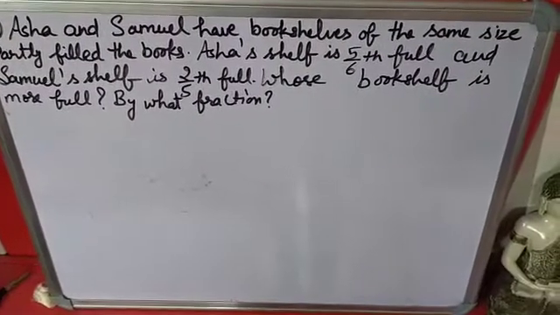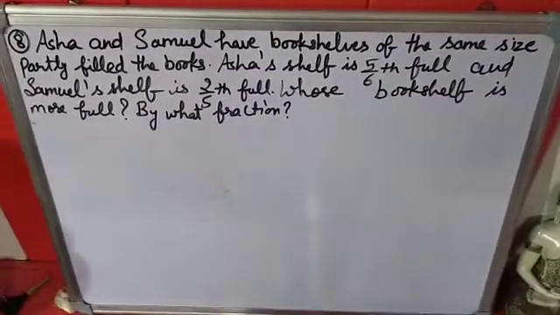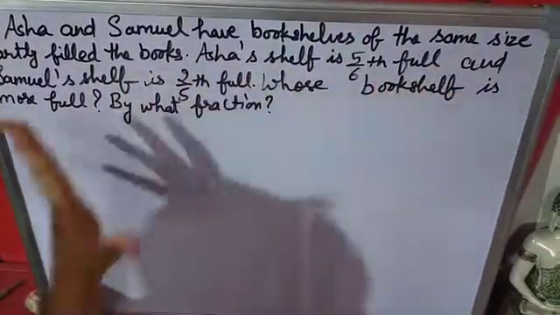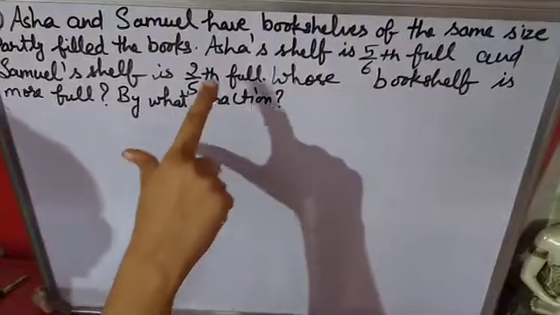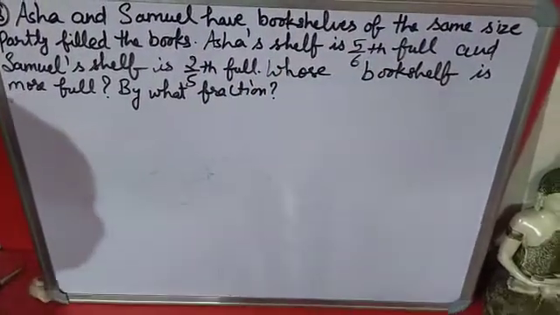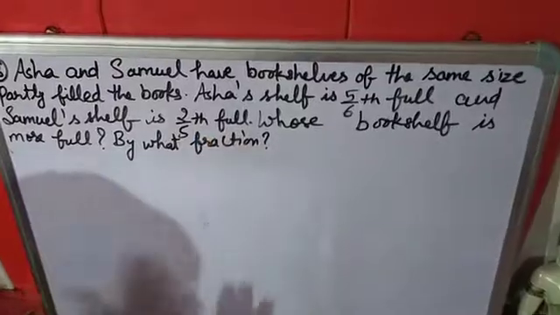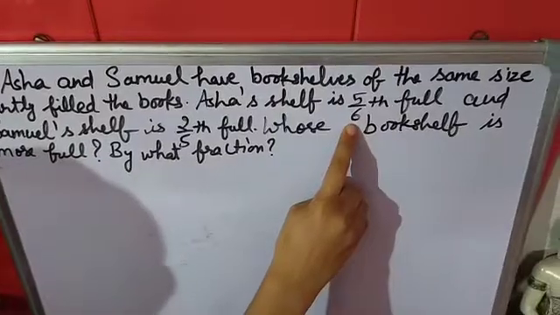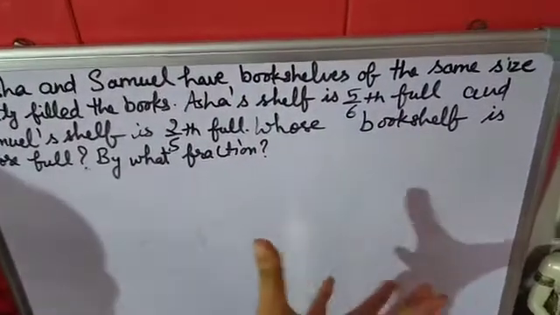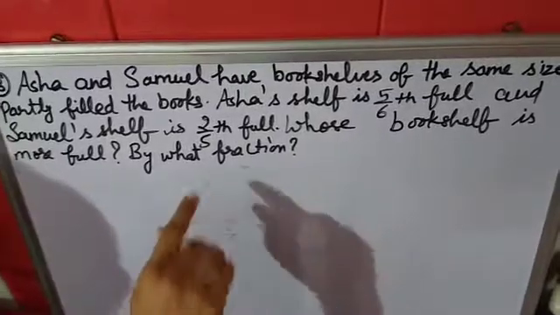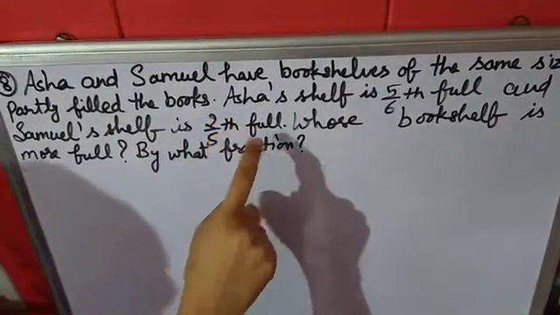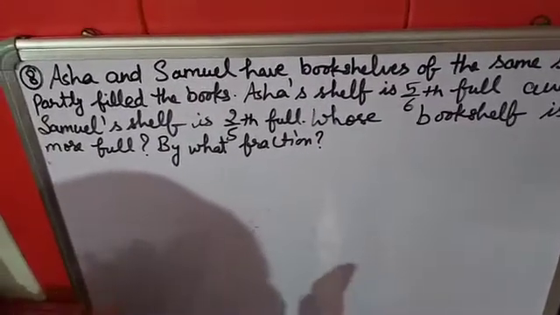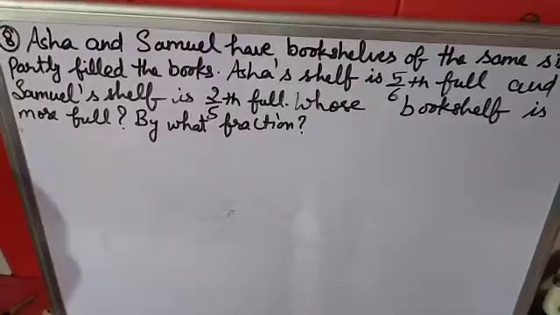Eighth question. Asha and Samuel have bookshelves of the same size. They partly filled them with books. Asha's shelf is 5/6 full and Samuel's shelf is 2/5 full. It means in Asha's bookshelf 5/6 of the shelf has books, and in Samuel's shelf 2/5 is full of books. The size of the bookshelf is the same. Whose bookshelf is more full?